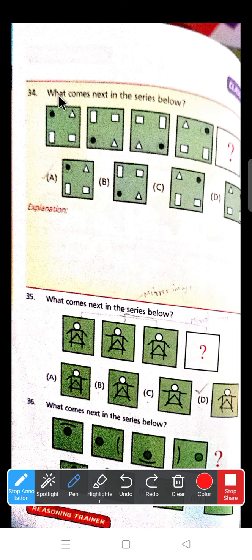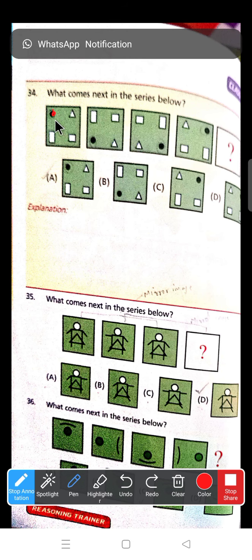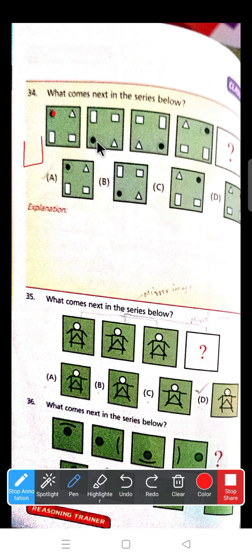Next one is the 34th one. What comes next in the series below? If you observe this circle, it is moving first up, right, up, now down. It is moving in this order, children. So first here, second here, move this one, next up, next it should come in this position. There is only one option where it should come like this. It is because it is moving in an anti-clockwise direction. Option A is the correct one.